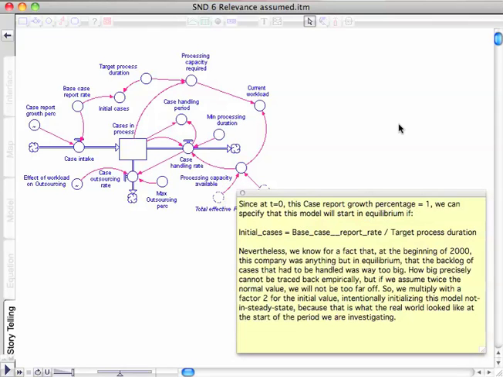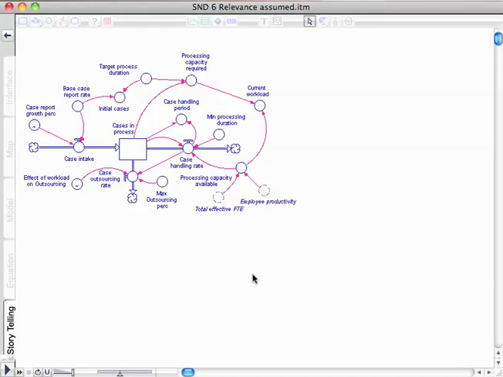So a bit more on that. Won't bother you with all of that. The main point is the company wasn't in equilibrium. So how do you deal with it?